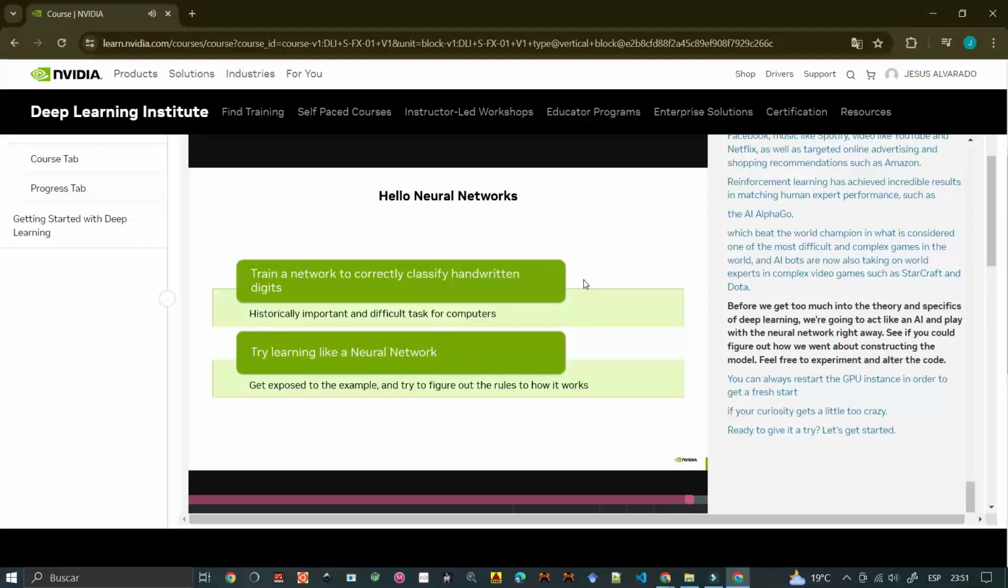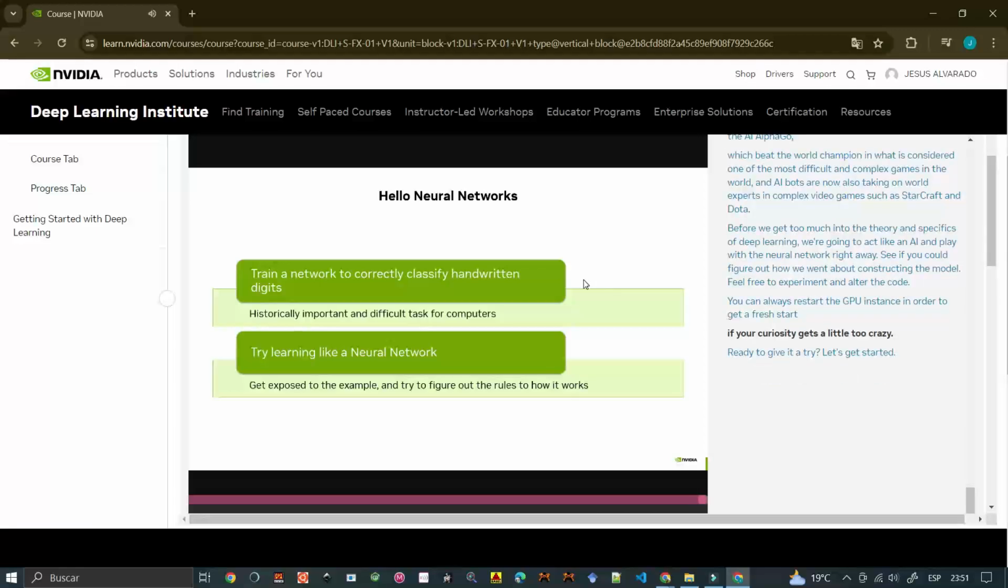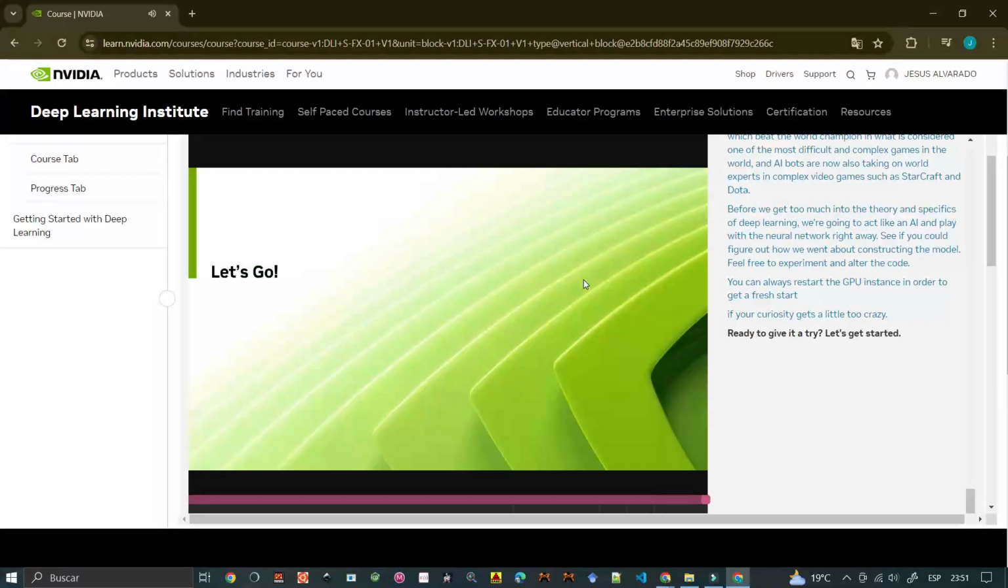Before we get too much into the theory and specifics of deep learning, we're going to act like an AI and play with the neural network right away. See if you can figure out how we went about constructing the model. Feel free to experiment and alter the code. You can always restart the GPU instance in order to get a fresh start if your curiosity gets a little too crazy. Ready to give it a try? Let's get started.